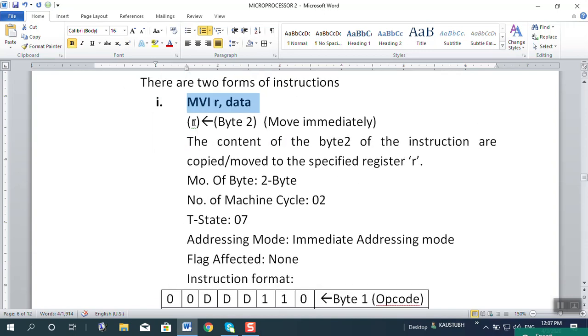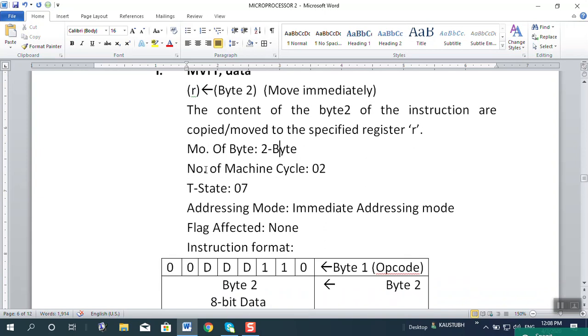The first bracket represents the content of. Since it is a 2-byte instruction, the first byte is of course the opcode, and the second byte is the 8-bit data. So byte 2 of the instruction is the data. The first bracket represents the content of byte 2 of the instruction, that is nothing but your data. The 8-bit data will be copied to the specified register R. So the content of byte 2 of the instruction is copied, moved, or transferred to the specified register R. The number of bytes in this instruction is 2, a 2-byte instruction.